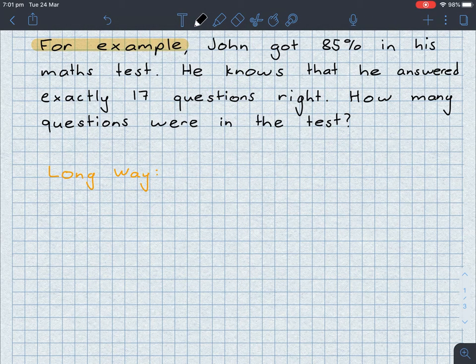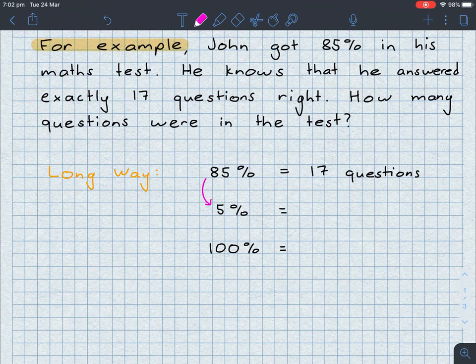So when we're using the long way, we write down our percentage on the left, and 85% equals 17 questions. Then we're going to work out a smaller percentage that we can turn into 100%. So what I'm going to do is I'm going to work out what 5% is. Then I'll be able to work out what 100% is. And when we want to know the whole amount, we want to know 100%.